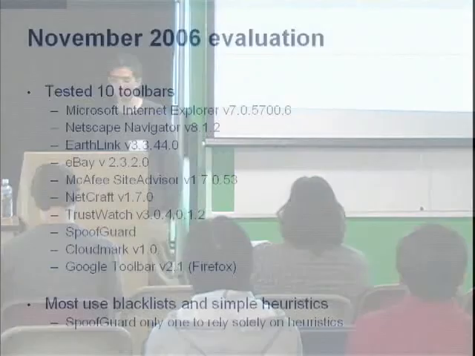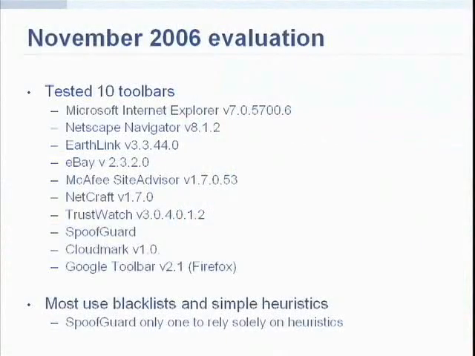So we tested 10 different toolbars. I won't read them all off over here. Most of these use blacklists and simple heuristics. So SpoofGuard, this is one that's developed by Stanford University. This is the only one that relies solely on heuristics. Everything else, as far as we can tell, relies partly on blacklists and maybe a few simple heuristics. Okay, and now on to our results.